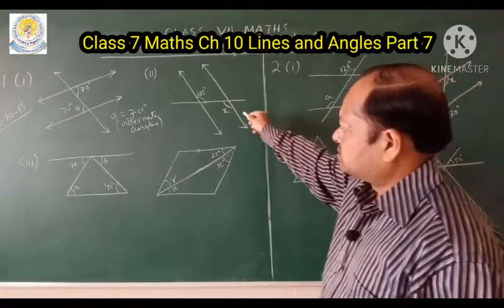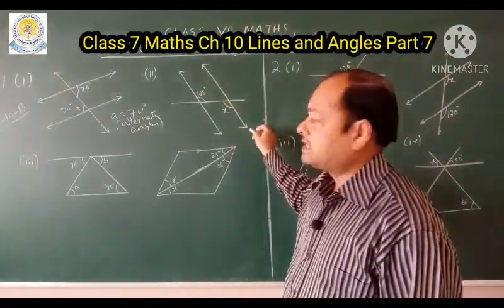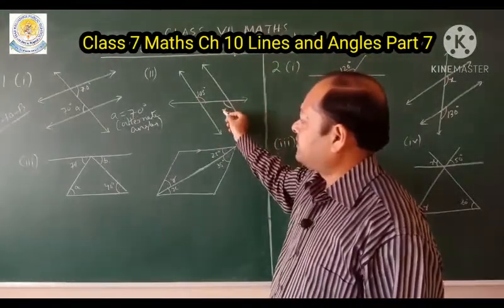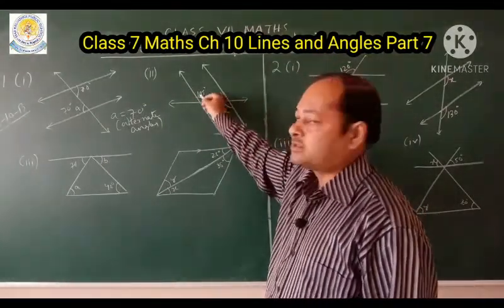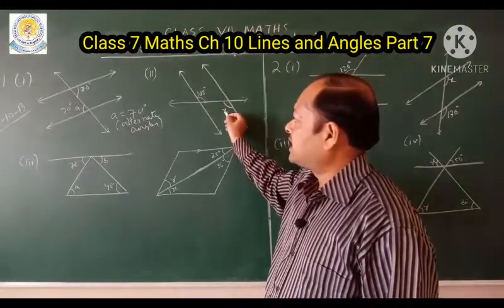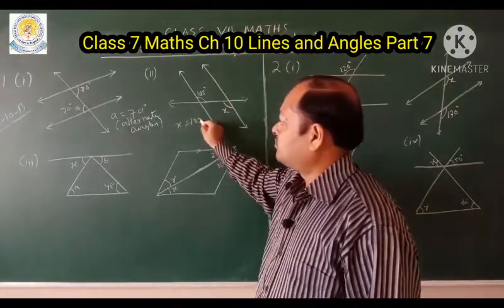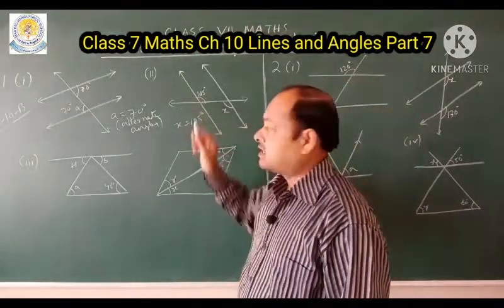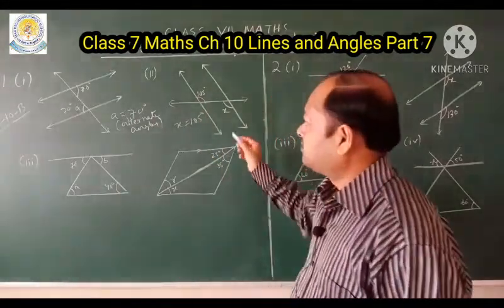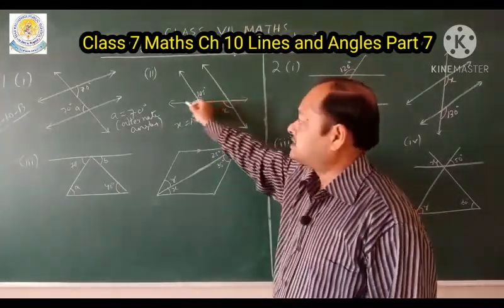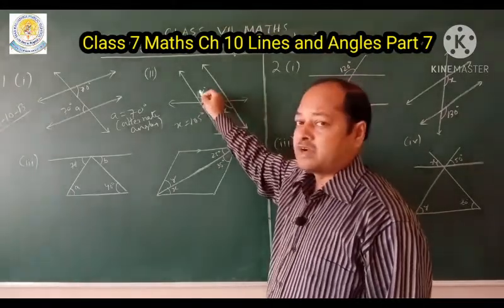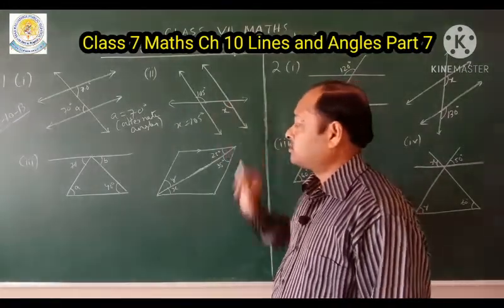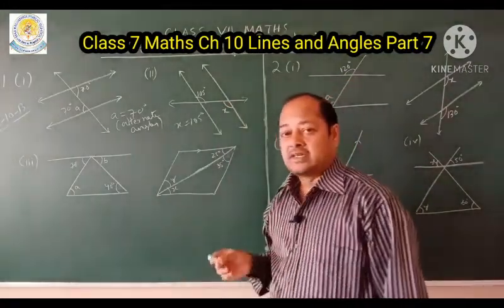Now look at the second question. Here also, these two are parallel lines and this is the transversal line. What is inside this angle? X and 105 are opposite to each other across the transversal line, and that's why X is equal to 105 degrees. What is the reason? The reason is alternate angles. Why is it alternate? Because these are two parallel lines and this is the transversal line, and X and 105 are on opposite sides of the transversal and also inside. That's why X equals 105 degrees. The reason is alternate angles.